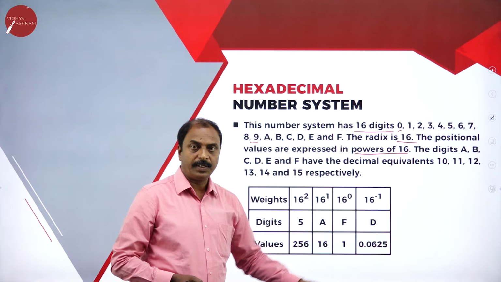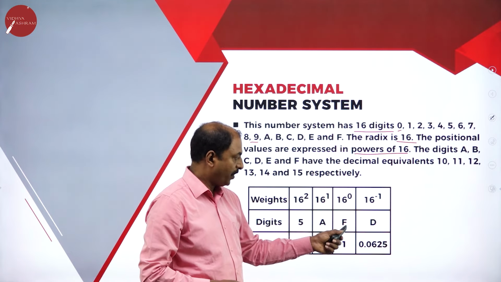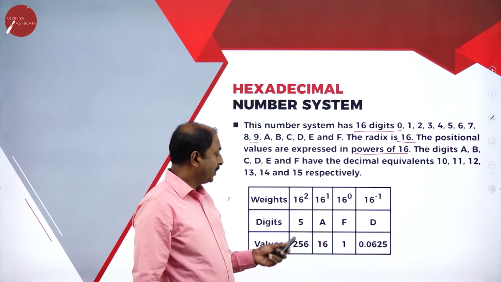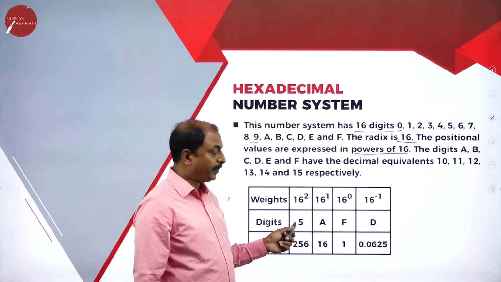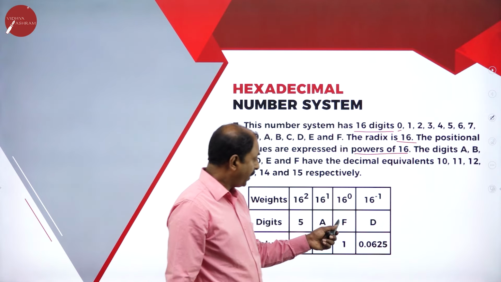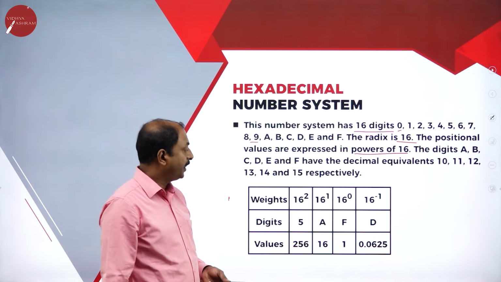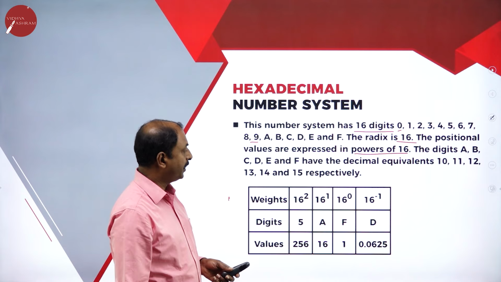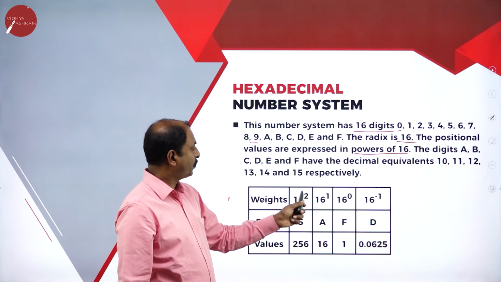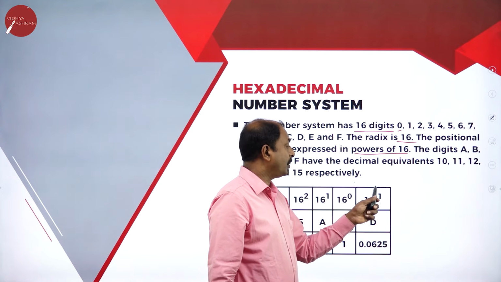Now look at a small example here: the digits 5, A, F, D. This is a hexadecimal number. If you look at all the digits, the digit 5 is within the limit, between 0 and F. A has a value, and so do F and D. So this is an example of a hexadecimal number. Looking at its positional values, the first digit F is 16 to the power of 0, then 16 to the power of 1, 16 squared. After the decimal point there is one digit, D, which is 16 to the power of -1.